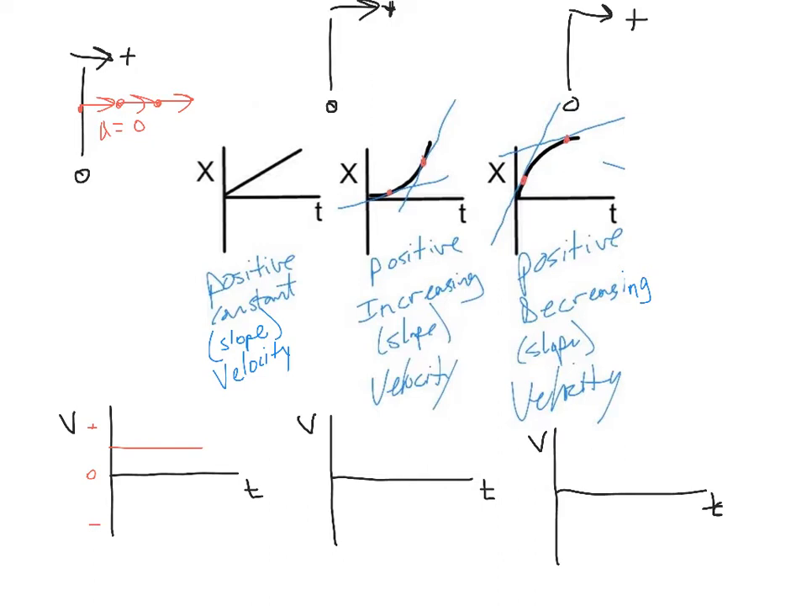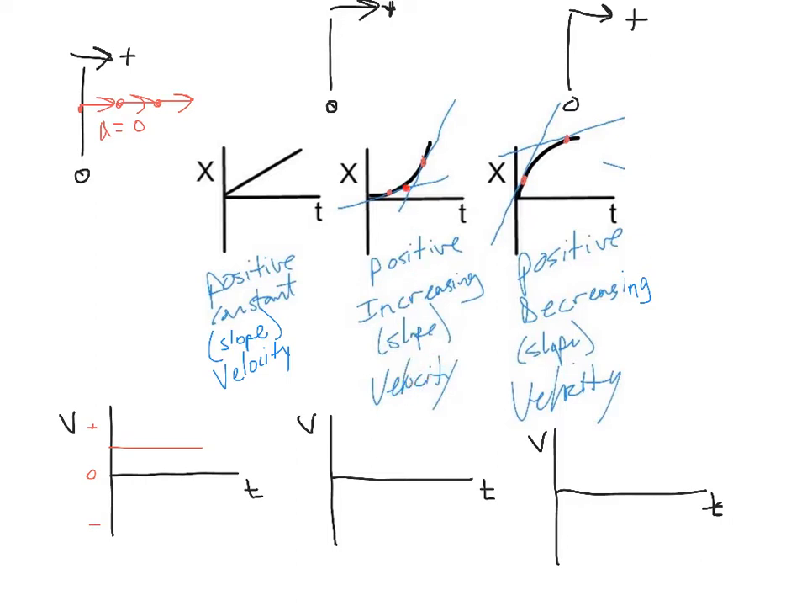So, positive, increasing, because notice, the first tangent is not very steep. As time went on, the next tangent, much steeper. That means the slope of this curve is increasing. It's positive because it's tipped up, and it's increasing. And again, we're talking about the slope, which is velocity.